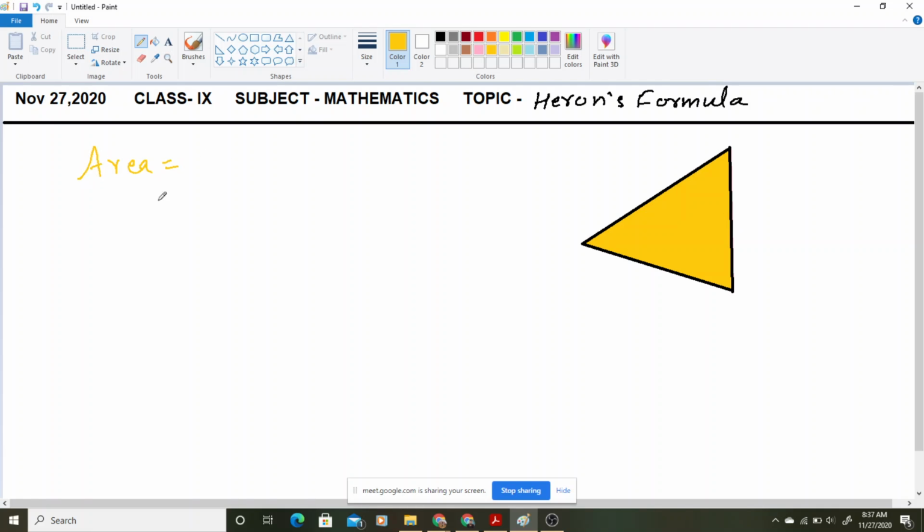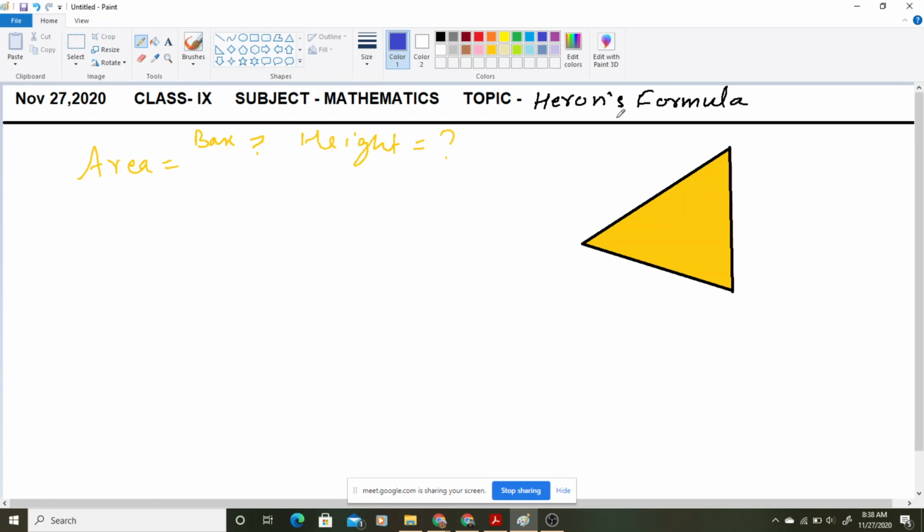You don't know about its base and height. ना तुम्हें base का पता है. Okay, you don't know this thing. You don't know its height also. Height भी नहीं पता है. Then how you are going to calculate it? See, here comes then this Heron's formula in use. तब Heron's formula का हम use करते हैं.